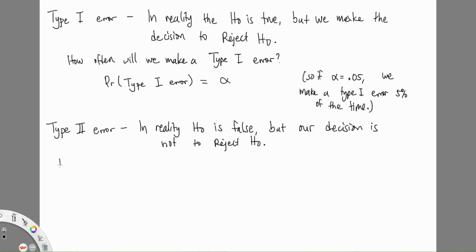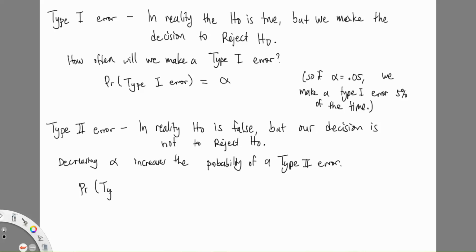Decreasing alpha increases the probability of a type 2 error. Okay? And we assign the letter beta. The probability of a type 2 error is equal to beta. Okay? So type 1, the first letter of the alphabet is A, so it's alpha. Second letter of the alphabet is beta.